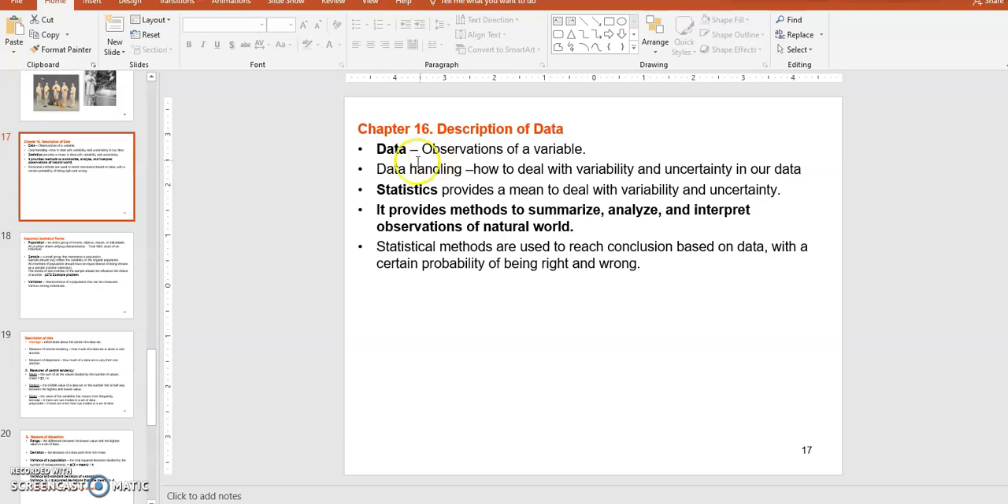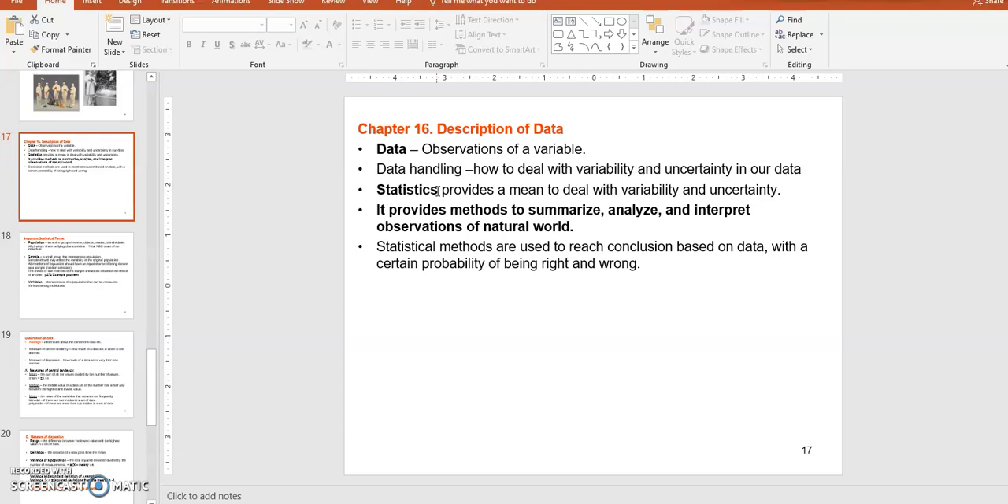And how do you handle your data? How do you deal with all the variabilities found in a bunch of numbers that may look meaningless, and how do you deal with the uncertainty in our data? The answer is by using a mathematical tool called statistics. It's how you deal with that. Statistics will provide a means to deal with the variability and uncertainty.